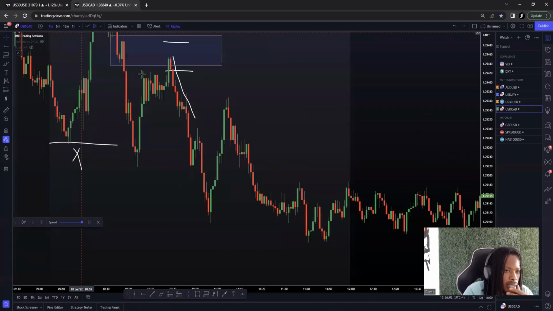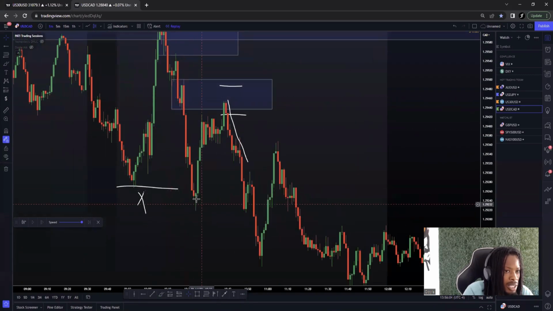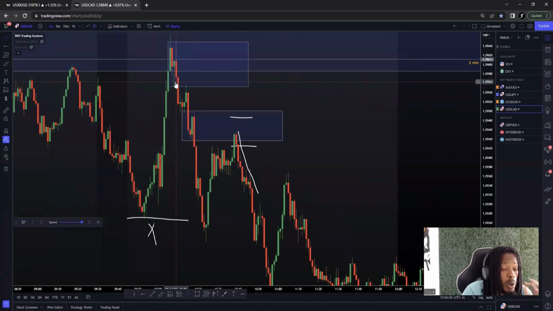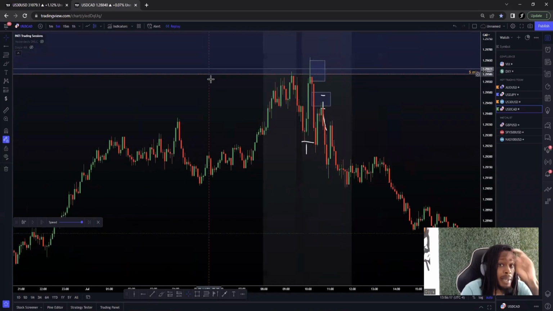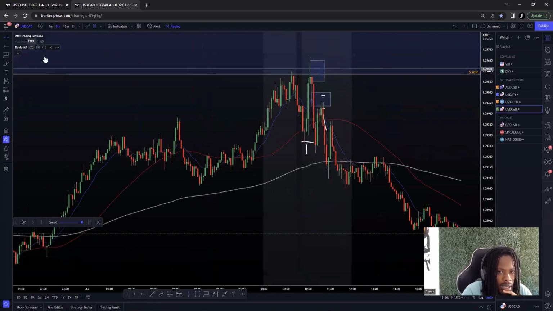So I hope that this is making sense. This got a break of structure. This 1 minute supply don't have a break of structure, but it's still held. And this one never tapped into that supply. And if we look at the 5 minute, and we put the EMAs on, let's put the EMAs on. Would you have even considered this setup?